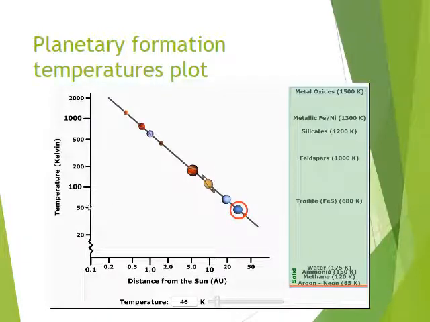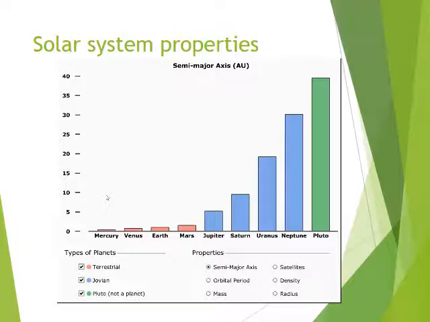So that's very important, and the fact that this is consistent with the solar nebula hypothesis helps us to understand why the different planets have different characteristics. And this is a neat little simulation that allows us to explore some of the properties of the different planets.